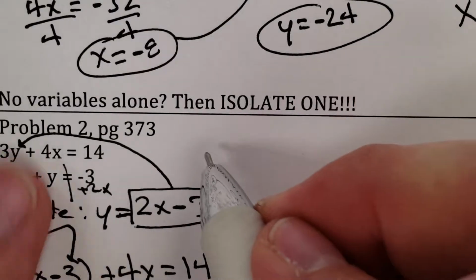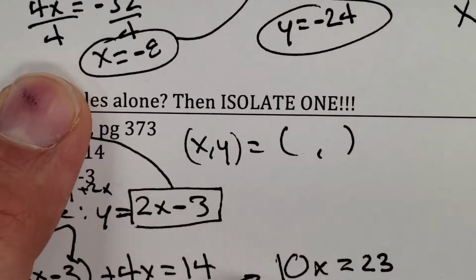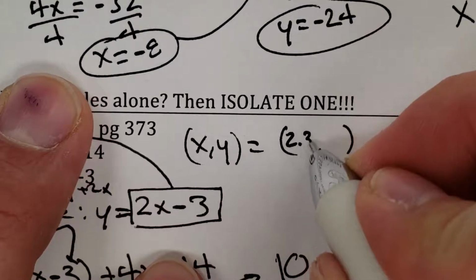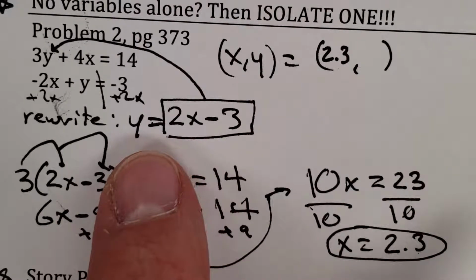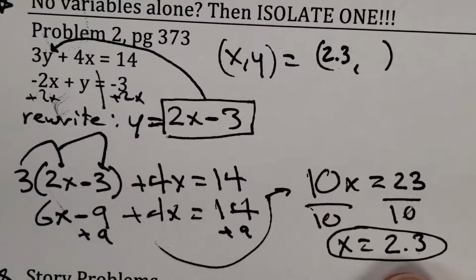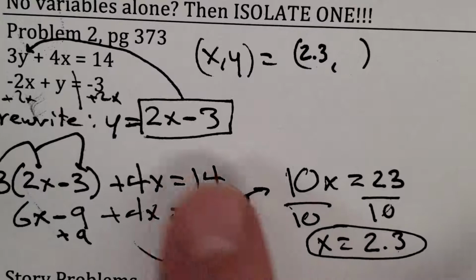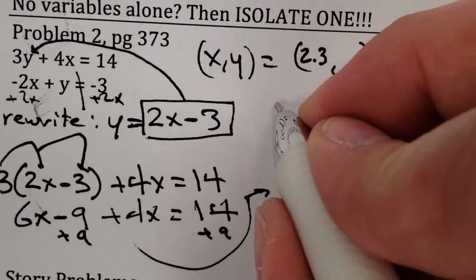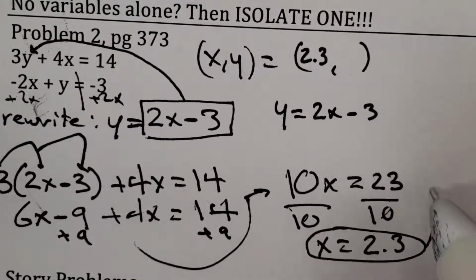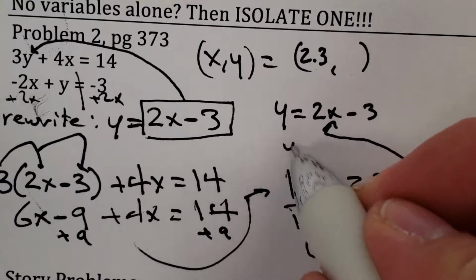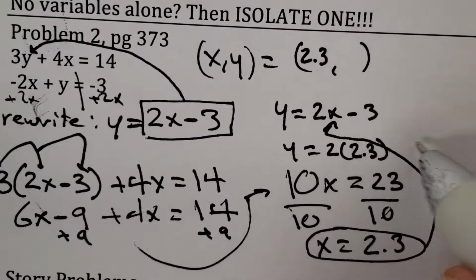I forgot to do my shortcut, x, y. That's not really a shortcut, it's kind of my reminder. I already got x, so that's 2.3. Now I've got to use x to find y. The nice thing about this isolated equation is that it's also primed for substitution. It's 2x minus 3 equals y. So all you've got to do is plug in that 2.3 and I'll get y pretty quick. Y equals 2x minus 3. The 2.3 goes in right there. Y is going to equal 2 times 2.3 minus 3.